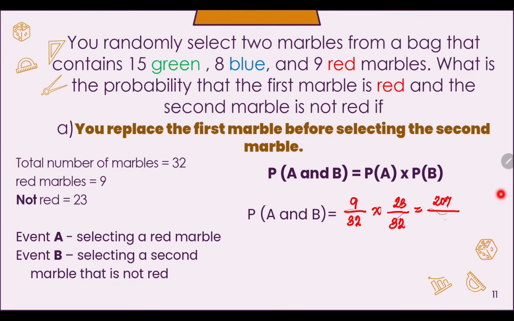And 32 times 32 is 1024. So we can say that the probability of A and B, or the probability that the first marble is red and the second marble is not red, if we replace the first marble before selecting the second marble, is 207 out of 1024. In decimal, we can also say that the probability is 202 thousandths, and in percent, we say 20.2%.